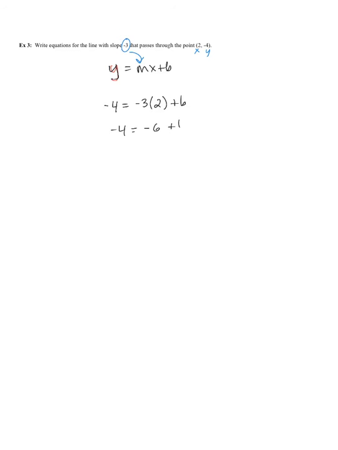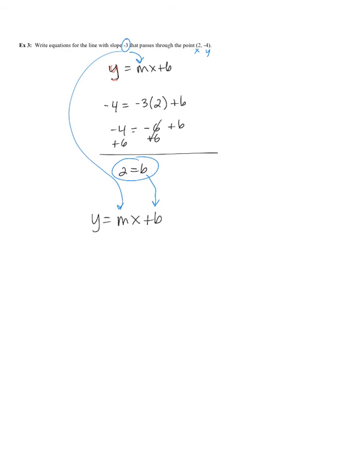Let's see, I'd get negative 6 plus b, and then adding 6 to both sides, you would get 2 is equal to b. And that is what we needed. Okay, so here we go. We're going to write our equation in y equals mx plus b, and our 2 goes in for b, and our negative 3 right here goes in for m. Here we go. Y equals negative 3x plus 2, and that is done.